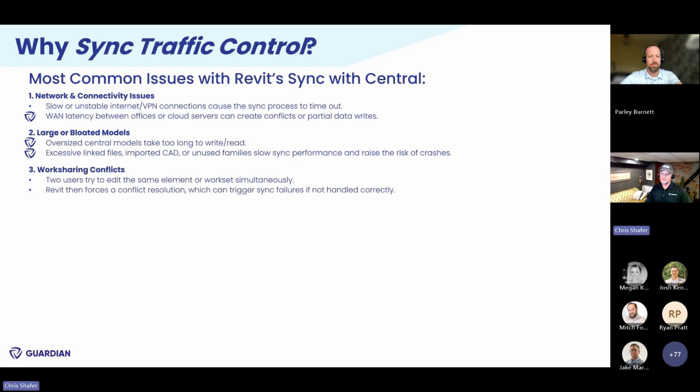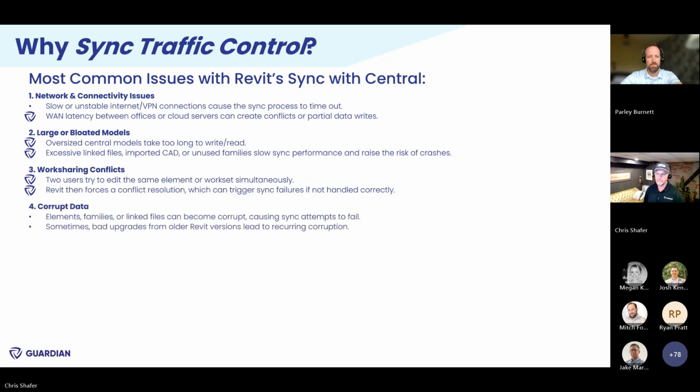Work sharing conflicts. So by syncing frequently, Guardian helps resolve those. Corrupt data, whether it's elements in the project, families, linked files. I've even seen corrupted materials. And sometimes when these families or materials get into a particular project, they can multiply into other projects as well. So Guardian can identify those and help purge those out before they become an issue.